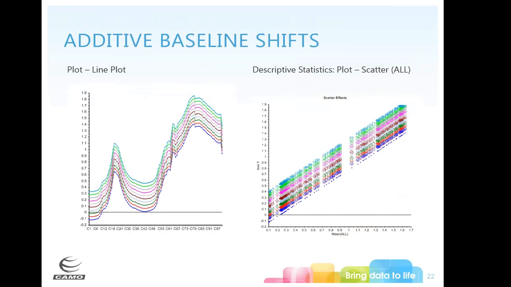If we take a look at our line plot of our data, we can see very quickly some additive baseline shifts. These are due to consistent scattering that is not wavelength dependent. And you'll see that your spectra look pretty much all the same, just offset from each other. When we do our descriptive statistics and look at our scatter plot, which I'll show a real live example in a minute, what you'll see is that all of the samples have the same slope, and they're just offset from each other. And this tells us that we have additive baseline effects, and so we need to apply pre-processing that takes care of those.